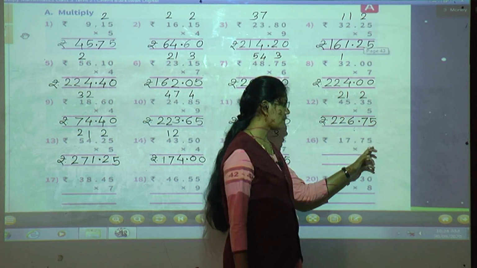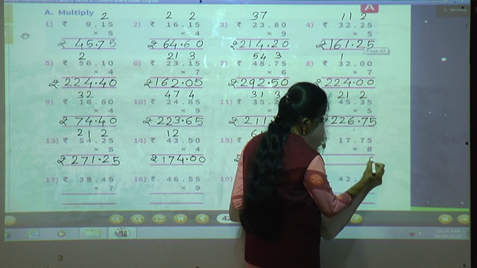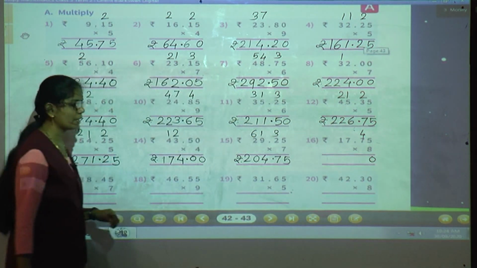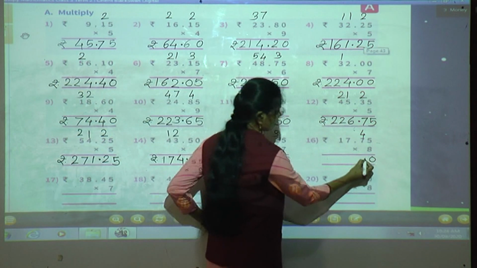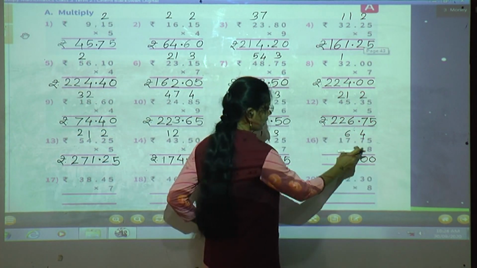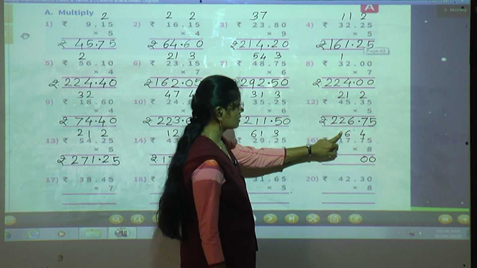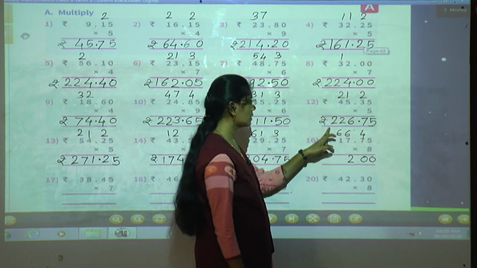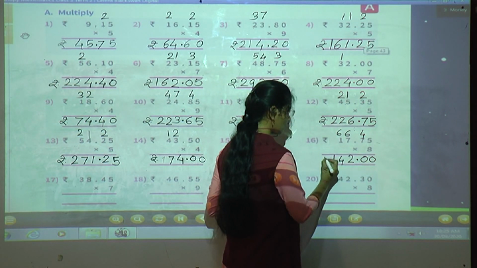Rupees 17.75 into 8. 8 5s are 40. So write here 0 and 4 as a carry. Then 8 into 7. Say the table of 8. 56. 56 plus 4, 60. So here we'll write 0 and 6 as a carry. Then again 8 7s are 56. 56 plus 6, 62. So write here 2 and 6 as a carry. Then 8 1s are 8 plus 6, 14. So write here 14 and give a dot before the second digit from the right side.